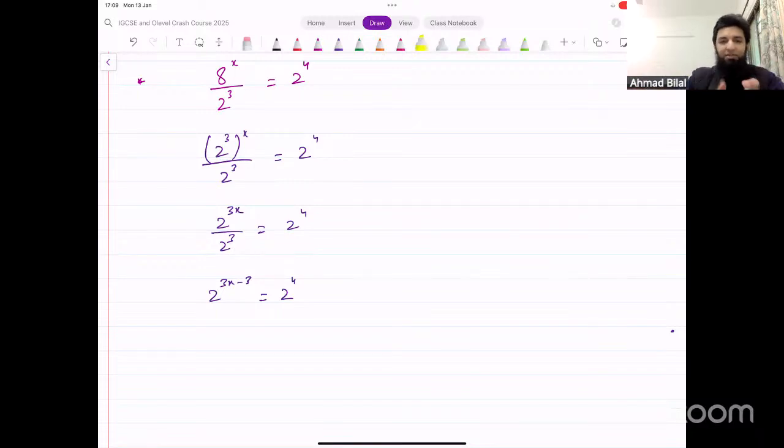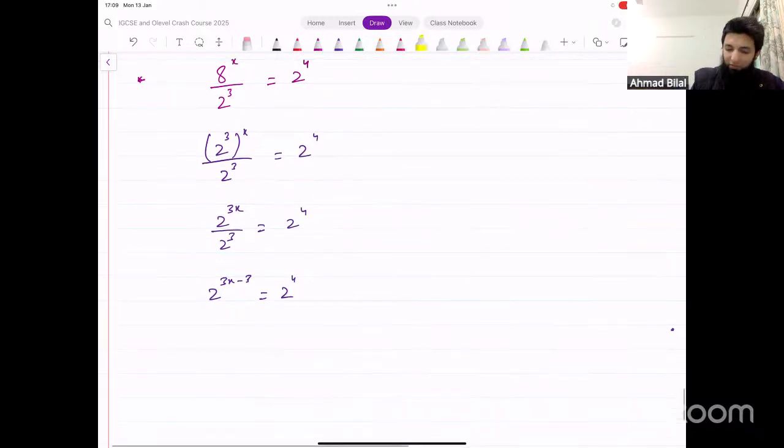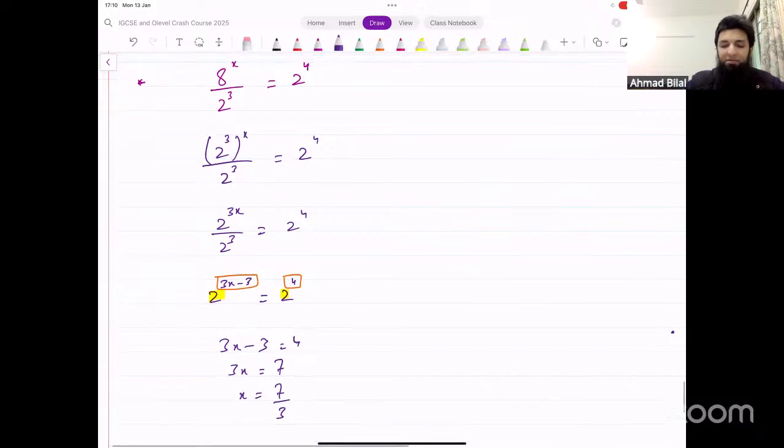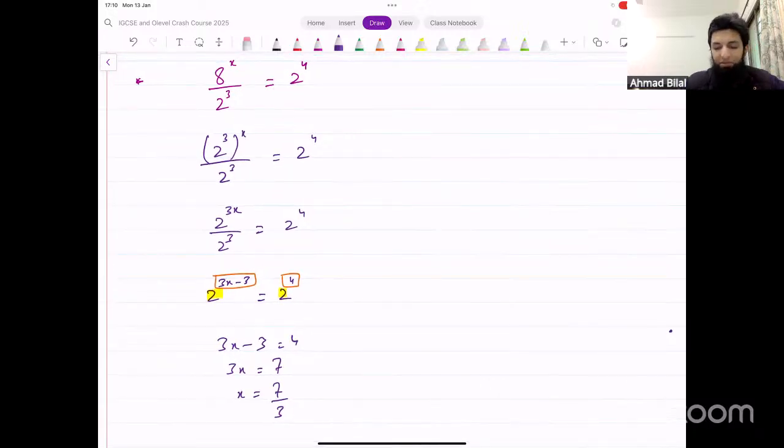Now we've got a single term on both sides, 2 raised to power something, 2 raised to power something, and both the bases are the same as well. So what we can do is, since the bases are the same, we can equate these powers. We can say 3x minus 3 should equal 4. So that gives us 3x minus 3 equals 4, this equation, and 3x equals 7. And the value of x from that turns out to be 7 over 3. This is the solution of this equation.